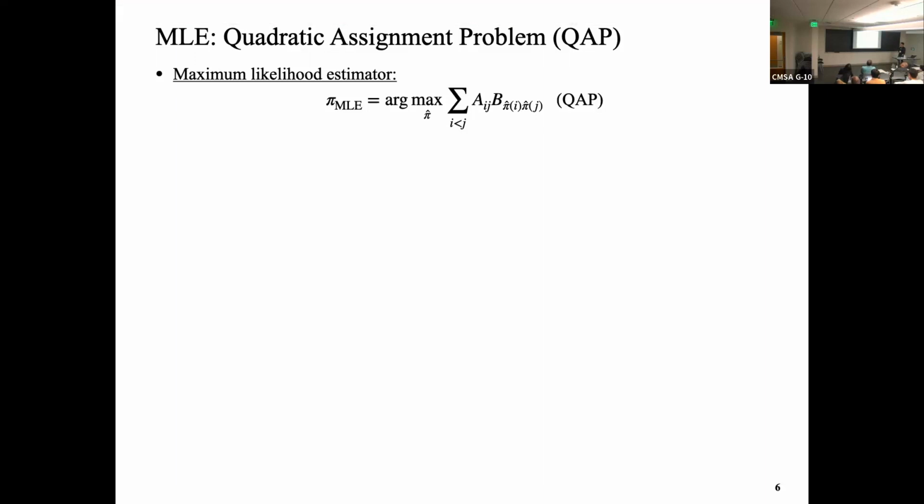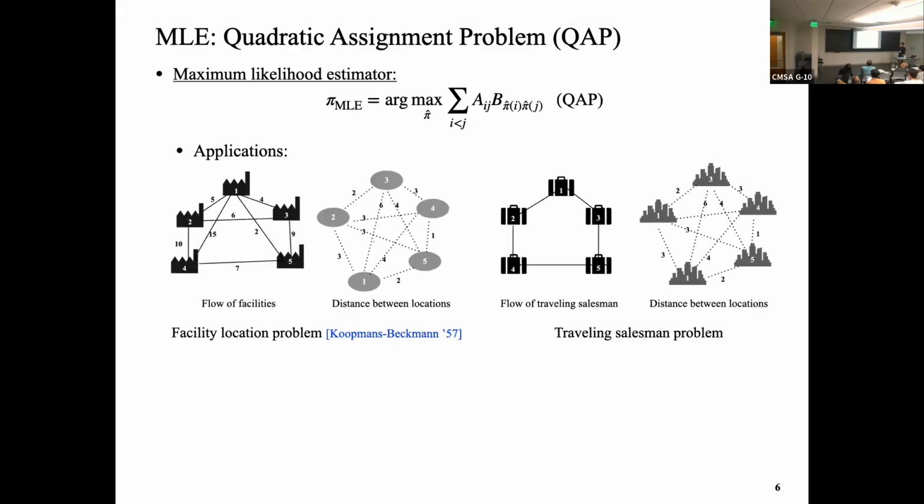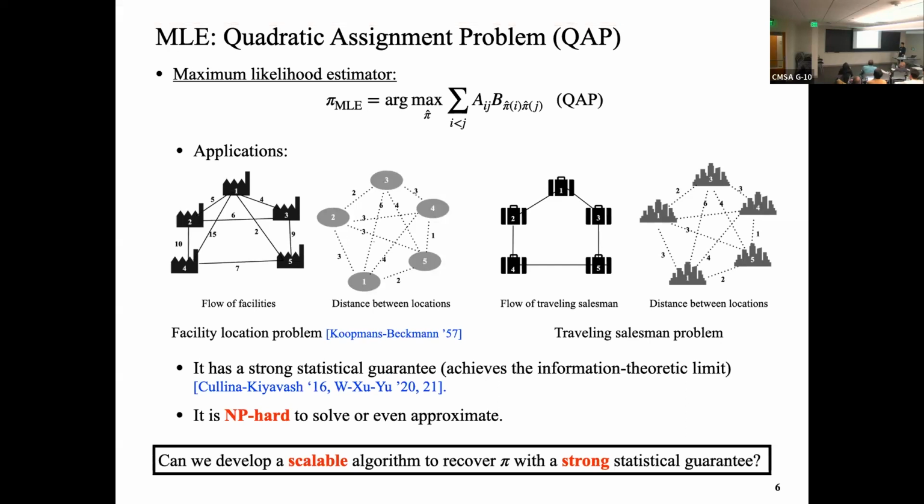So maximum likelihood is very costly to compute. And this problem arises first in operations research. It's even more difficult than TSP, the traveling salesperson's problem, where you take B to be a Hamiltonian cycle. So it's a problem that, although it's statistical, performance is great. It basically achieves the information theoretic optimum, but it's very hard to compute or even approximate in the worst case.